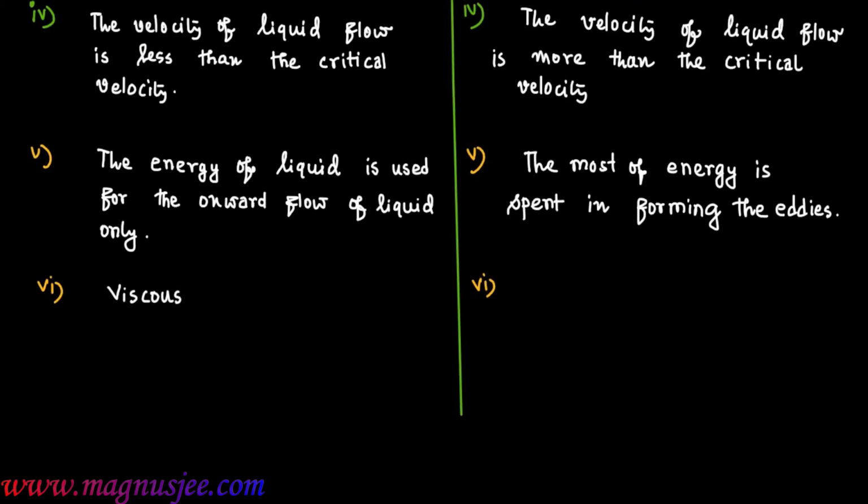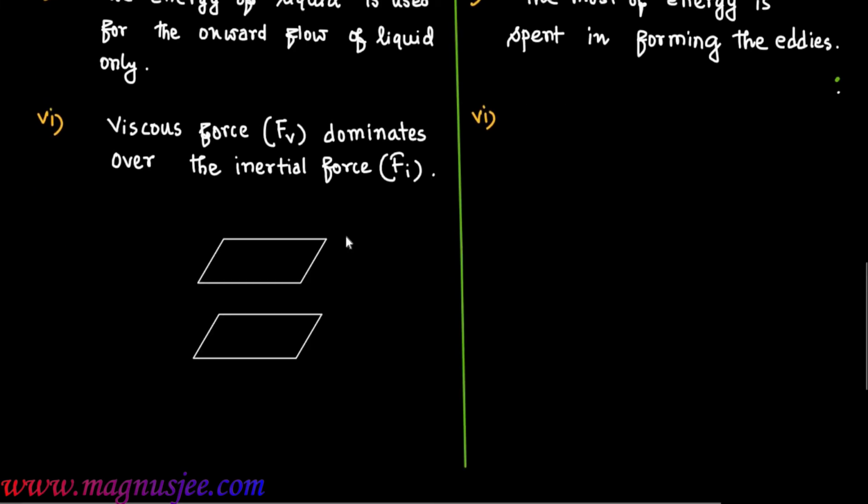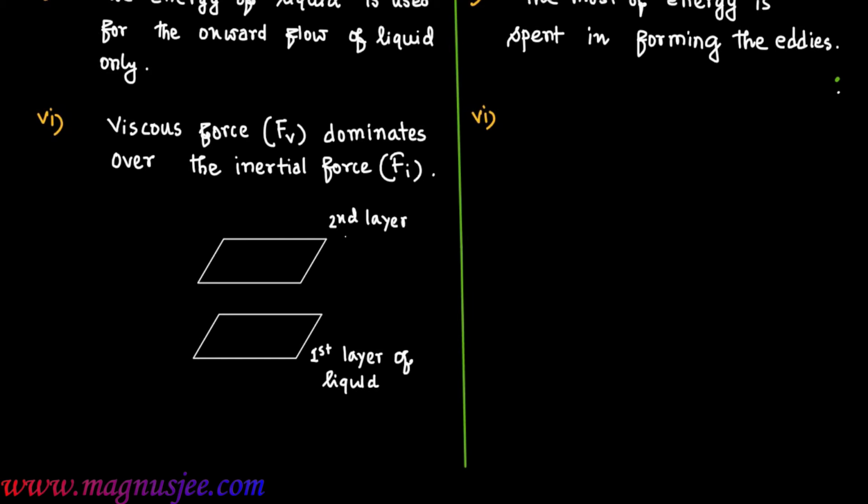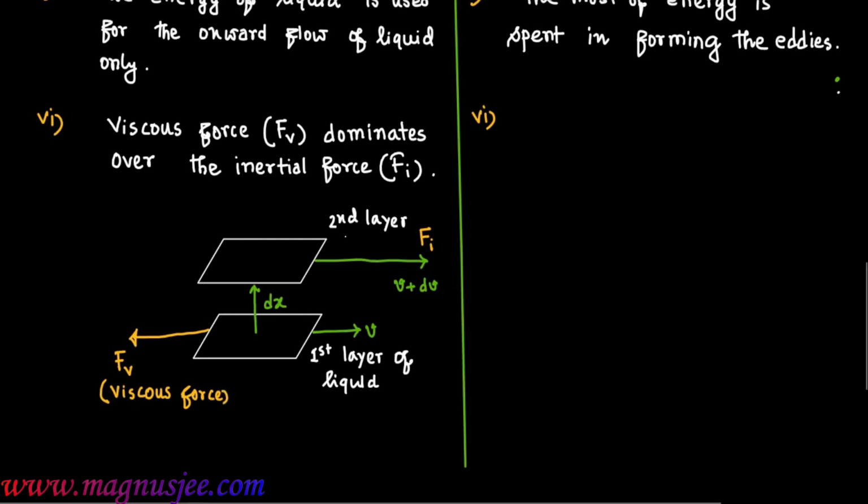Number 6 difference. Viscous force, that means if viscous force dominates over the inertial force, it tries to keep the liquid in different layers. This is the first layer of liquid, and the upper layer is the second layer of liquid, which is moving with greater velocity. Distance separation between the two layers is dx. First layer is moving with velocity v, second layer or upper layer is moving with velocity v plus dv. Fi is the inertial force, and Fv is the tangential opposing force or viscous force which opposes the relative motion.